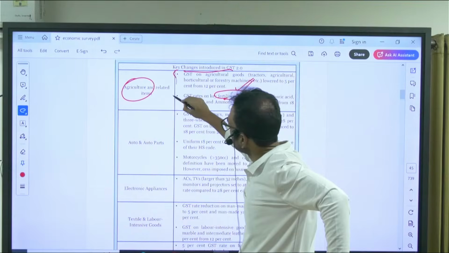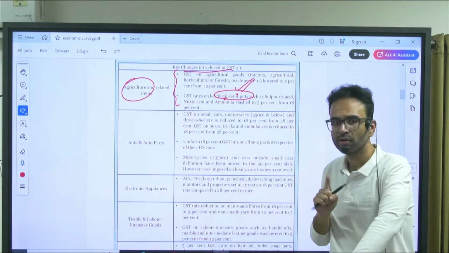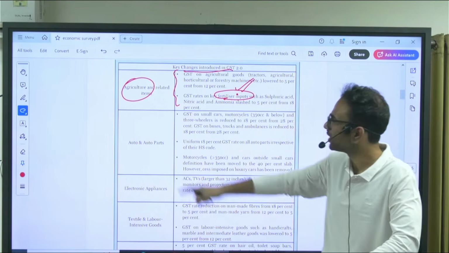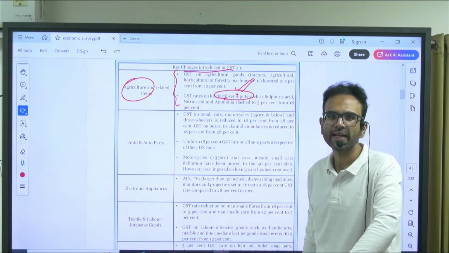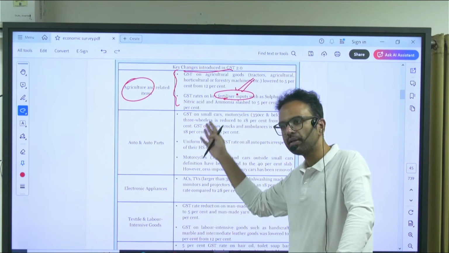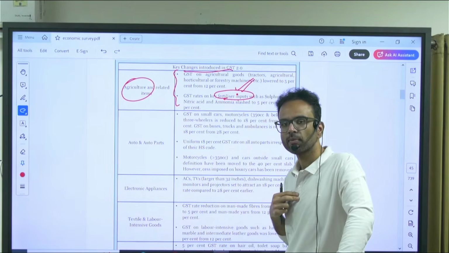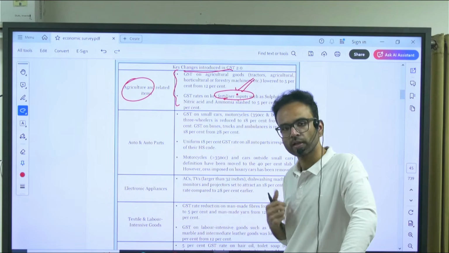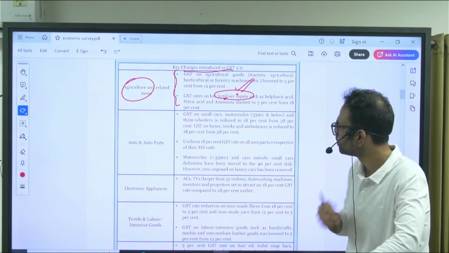So this is one fact where you can fall in the trap of UPSC. Just because agriculture doesn't have income tax, direct tax, doesn't mean indirect taxes are not applicable on agricultural inputs. Clear? Moving forward.